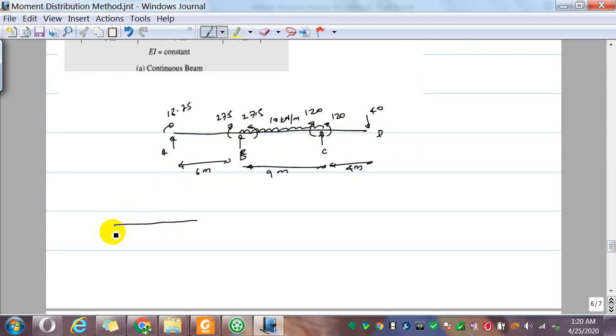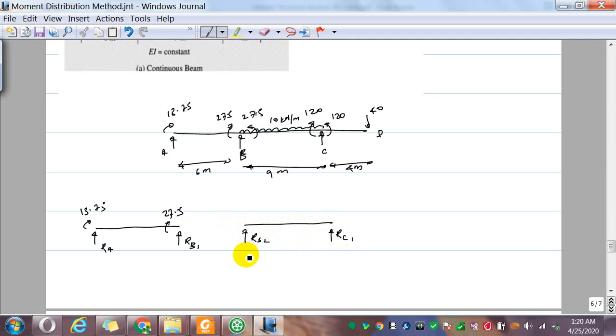Now because of these end moments, I can even break this into AB and BC. So if I break into AB, I don't know this reaction RA, RB1, but I know the end moments. So end moments is 13.75 and 27.5. So here also I know the end moments, but I don't know the reactions, so RB2, RC1. This is 9 meters, this is 6 meters.